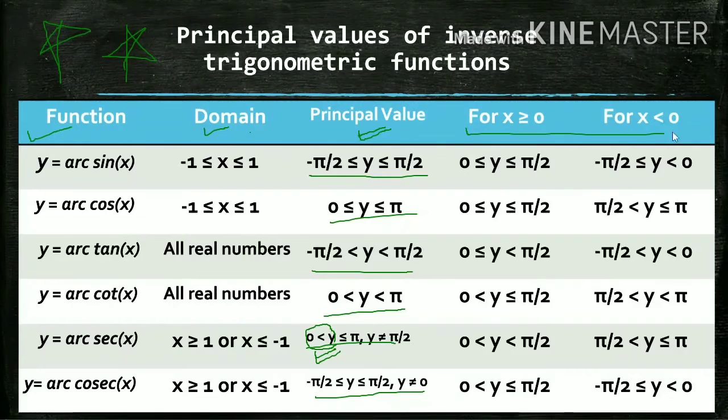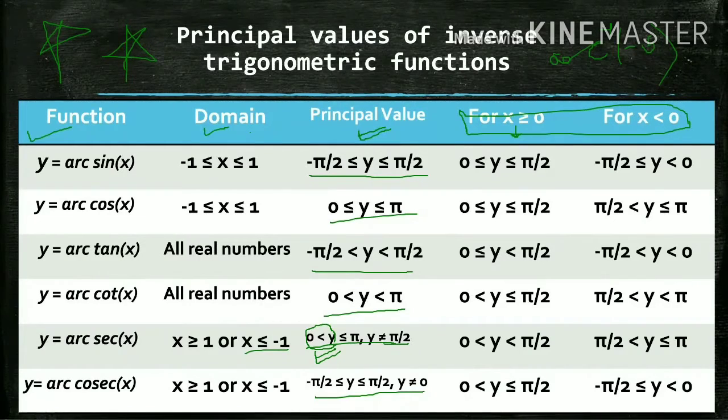Now what do these two columns represent? They are basically giving you extra help. Suppose you need to find sec inverse of minus 5. It is defined because its domain is this and it is less than minus 1. Now, you know its value would lie in open 0, closed pi, and it would not be pi by 2.